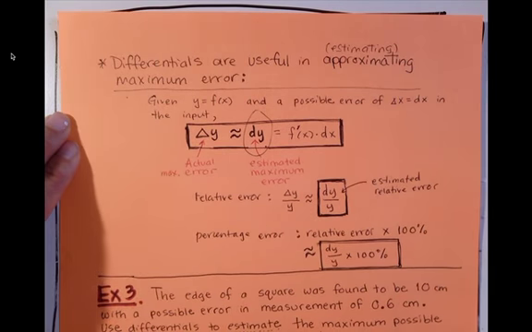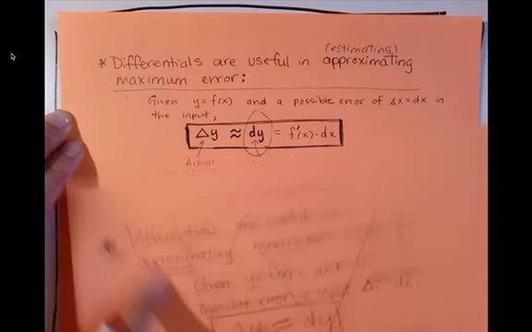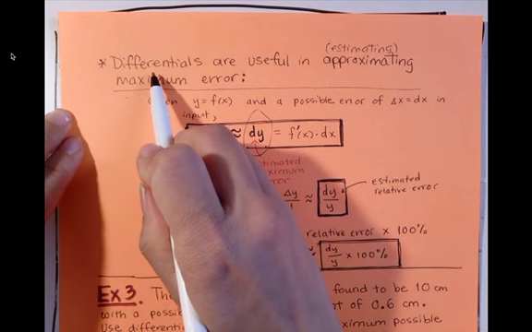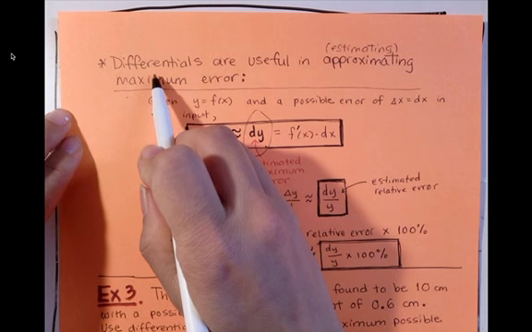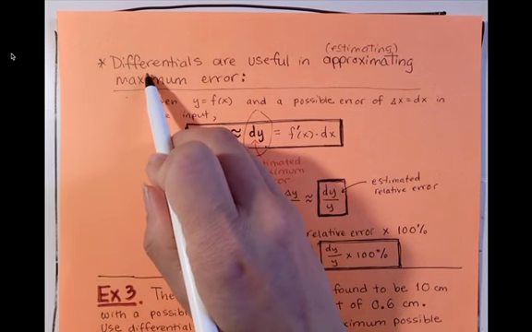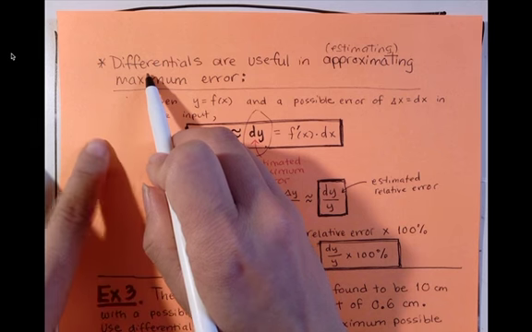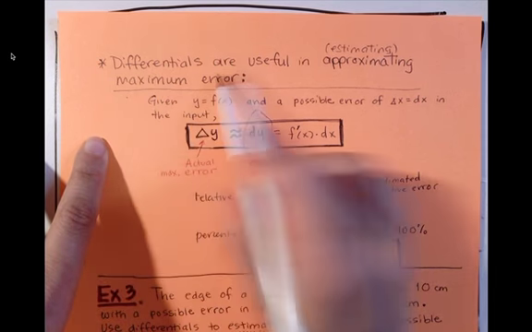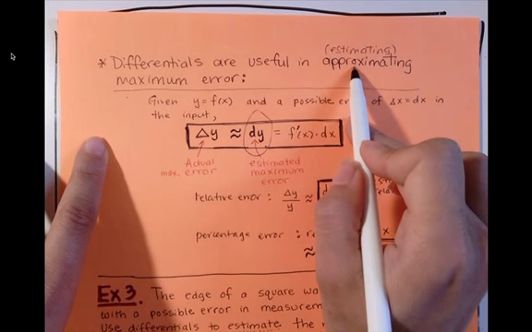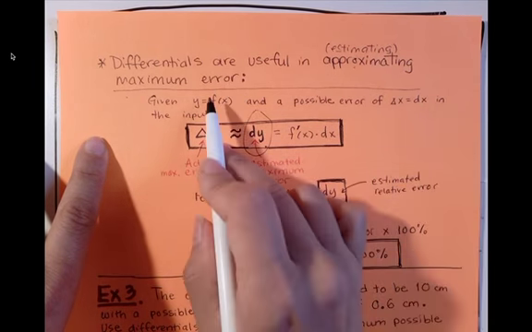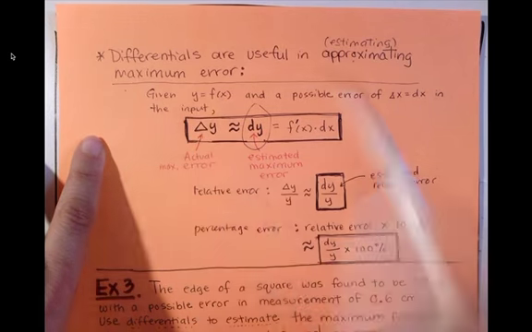310 is this idea that we can use differentials. What are they good for? Well, they're good for approximations and estimations. One case in particular is you can do error estimates using differentials. So differentials are useful in approximating or estimating maximum error. You'll have some problems like this at the end of your homework assignment.